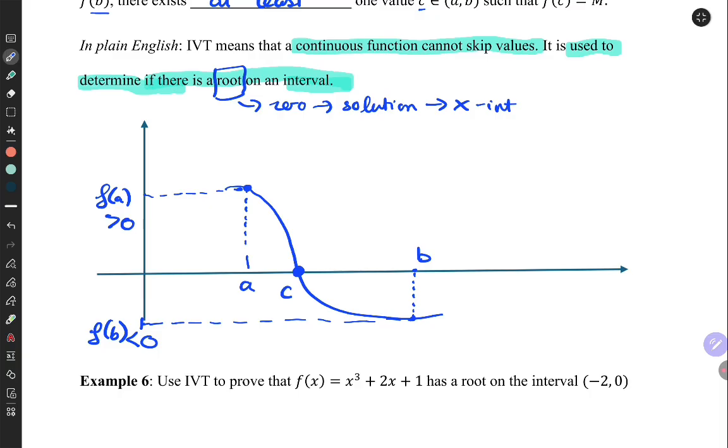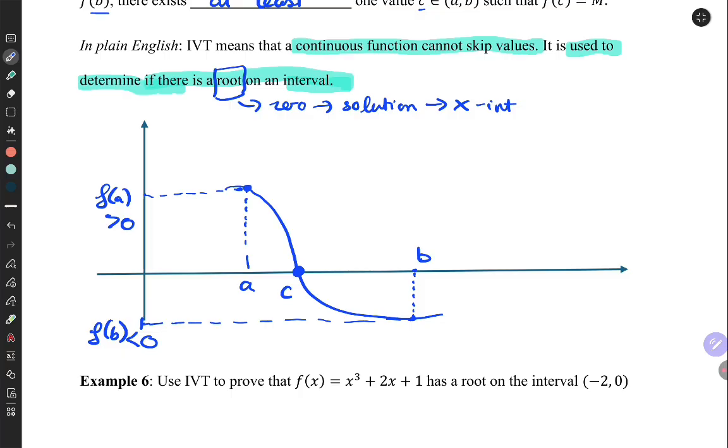If you are able to find a value, you plug that value in your function, and it is positive. You also plug in another value somewhere in there, and it is negative. You have one over here positive, one negative. And then you try to connect them. You use a string, connect them. No matter how you connect between a and b down here, it must cross this x-axis, right? You cannot skip it.